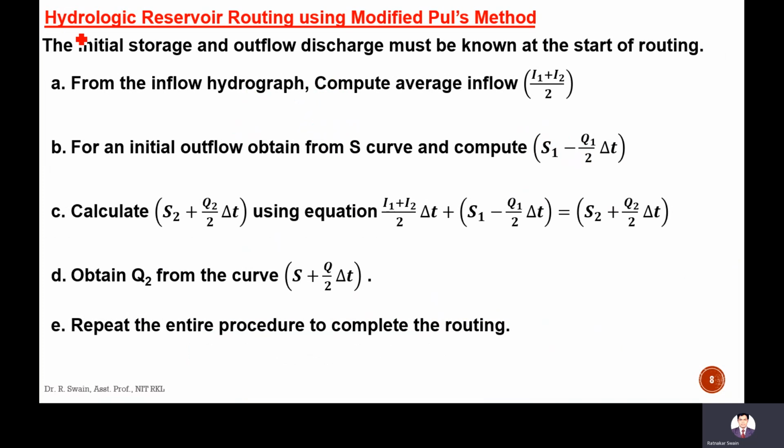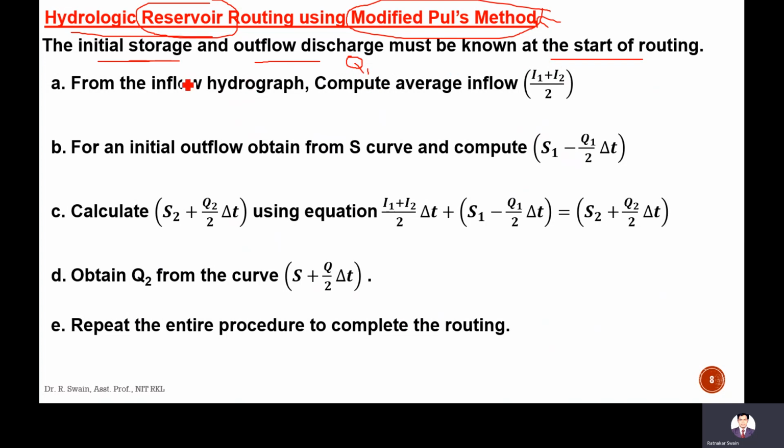Next is hydrologic reservoir routing. First we will discuss reservoir routing using the modified pulse method, one popular method. Before going into this routing, we should know the initial storage, the initial volume of water in the reservoir before water joins it, and the initial outflow discharge, that is, Q1 should be known.